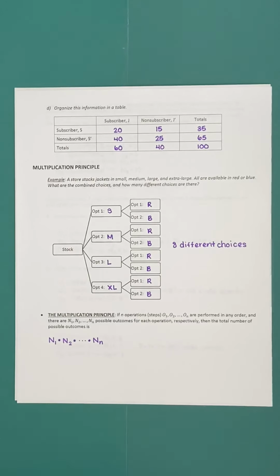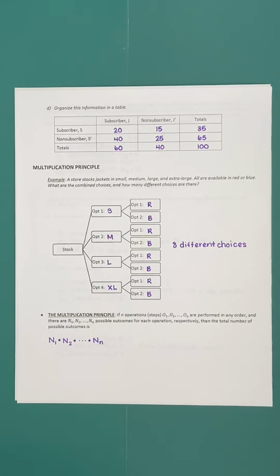Now let's look at the multiplication principle. We're going to use this a little bit more from here on out, but both principles are going to be important in different situations. So again, before we introduce the formal principle, let's look at an example to put things in a little bit of context. A store stocks jackets in small, medium, large, and extra large. All are available in red or blue. What are the combined choices and how many different choices in total are there?